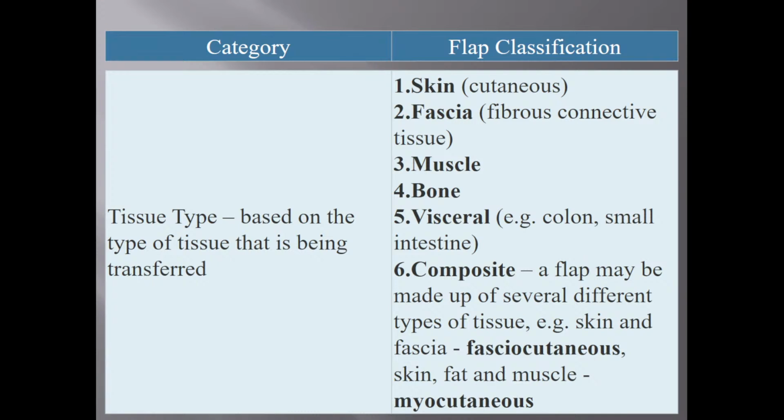The next classification is according to the tissue type, based on the type of tissue that is being transferred: skin, fascia, muscle, bone, visceral, or composite. And we can name these flaps by what tissue they involve. For example, if it's skin and fascia, it will be fasciocutaneous. Skin, fat, and muscle will be myocutaneous.